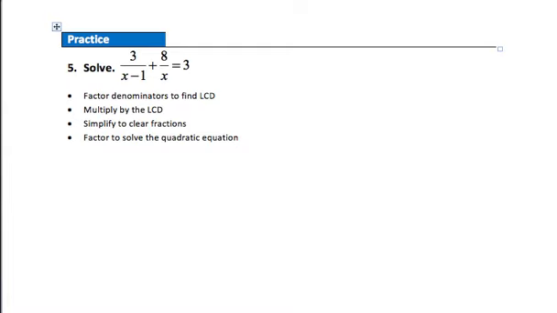All right, let's practice another one. Go ahead and pause your video player. Multiply by the LCD to clear the fractions out of this thing. When you're done, hit play to see how you did.